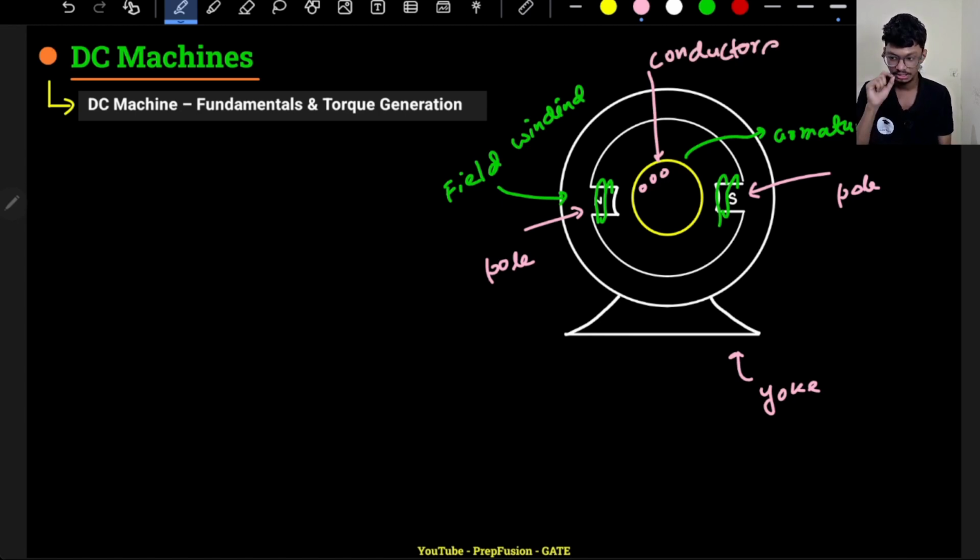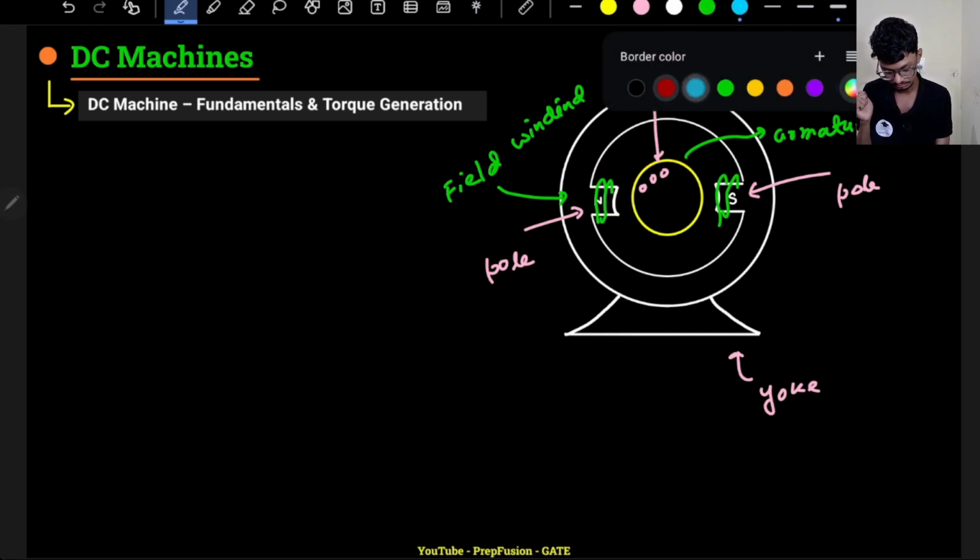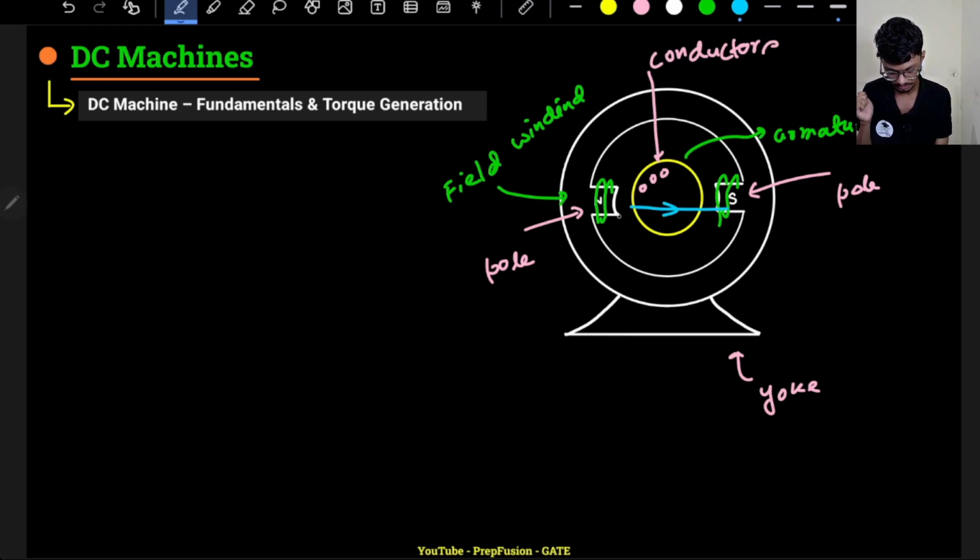Now conductors carry some amount of current. That's why the name conductor. Now if they are carrying some amount of current, and here I have field winding, north to south, what will be the direction of the field for the pole field winding? Direction will be somewhat like this, north to south. This will be the direction of the field.